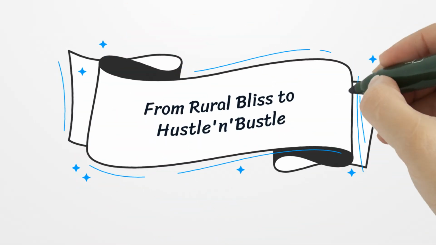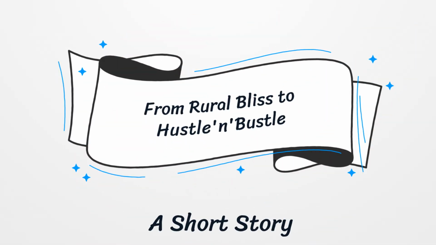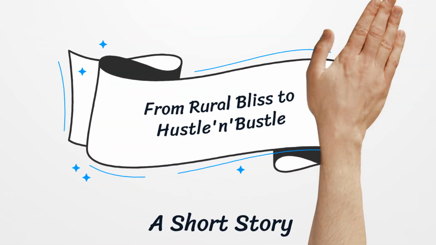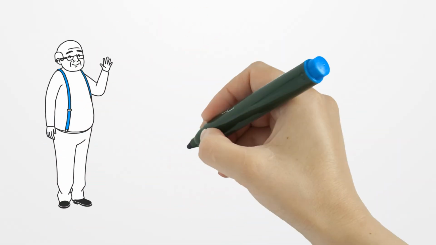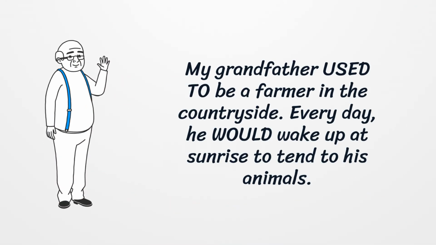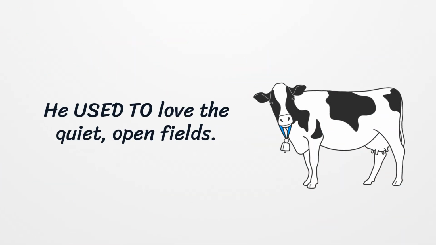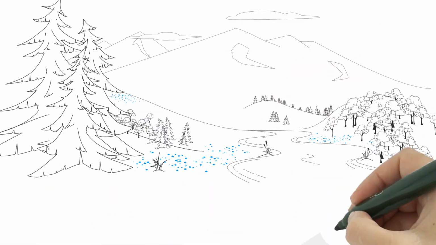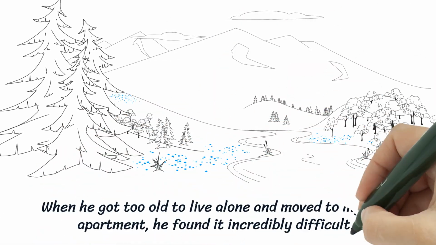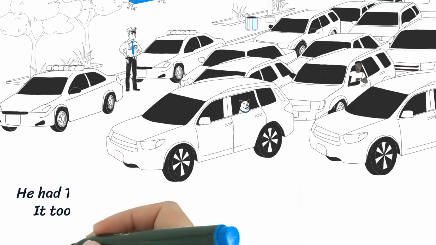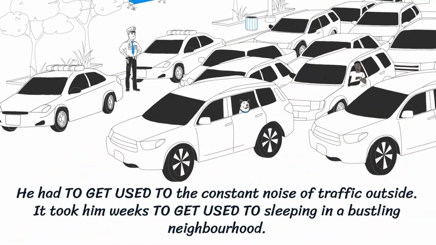To drive all the grammar points home, let's listen to and read a short story. My grandfather used to be a farmer in the countryside. Every day, he would wake up at sunrise to tend to his animals. He used to love the quiet, open fields. When he got too old to live alone and moved to my city apartment, he found it incredibly difficult. He had to get used to the constant noise of traffic outside. It took him weeks to get used to sleeping in a bustling neighborhood.